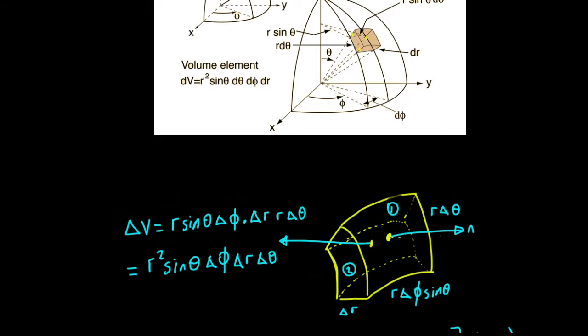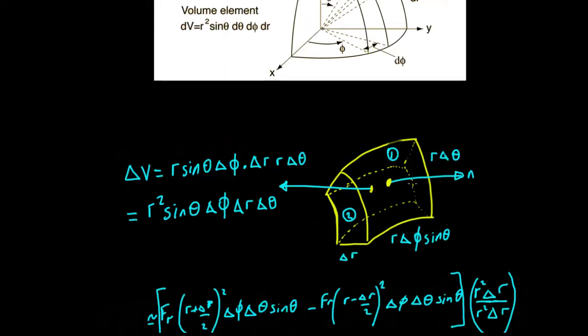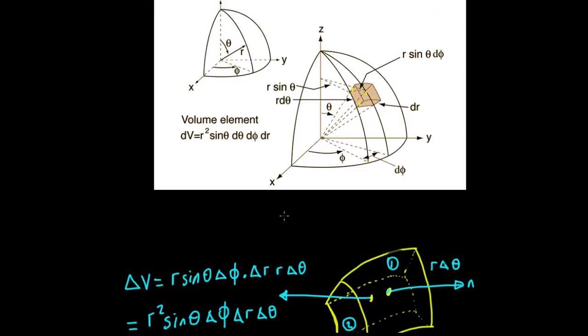You'll notice I've drawn the normals here as well, so the normals face in opposite directions. In order to find the flux, we could approximate it by working out the value of the function at that point in the direction of the normal, and then multiplying it by the area of the face. The only component of that function in the direction of the normal is the component in the r direction.